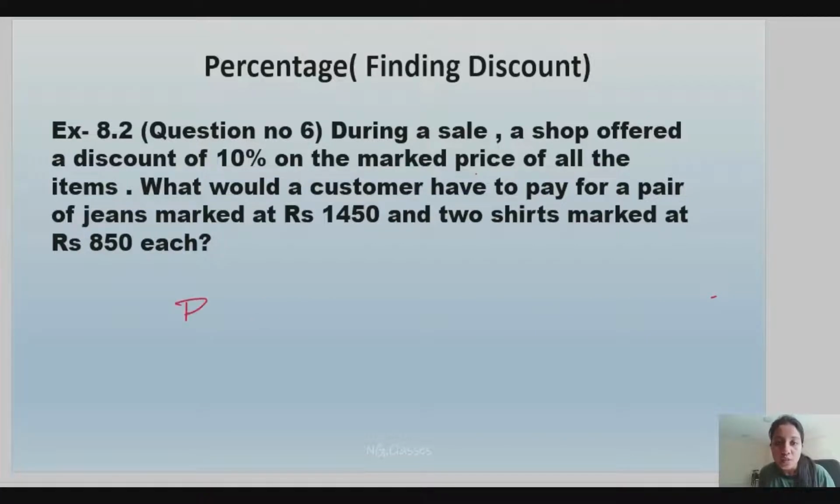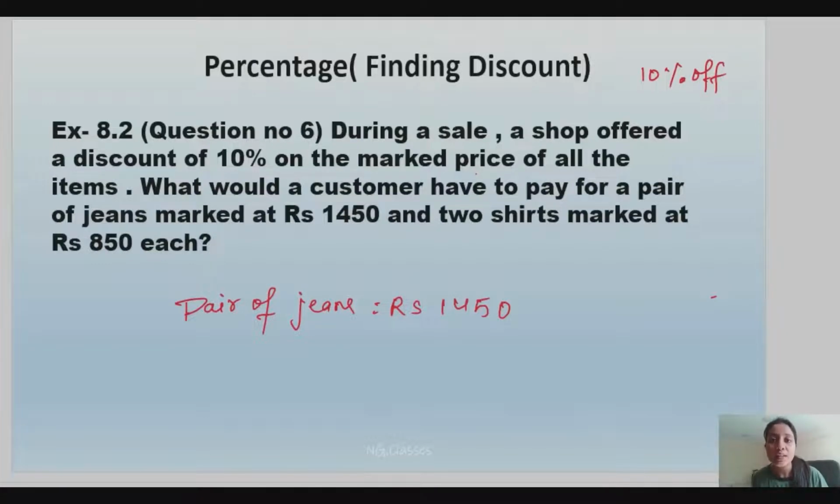Now for the pair of jeans, the mark price is rupees 1450. On this mark price, the customer is getting a 10% discount. This one we will solve the way we have done decrease percent or increase percent. So 100% of this mark price is there. In that 100%, they are giving 10% off. It means we need to decrease 10%, and that will give the amount the customer needs to pay.